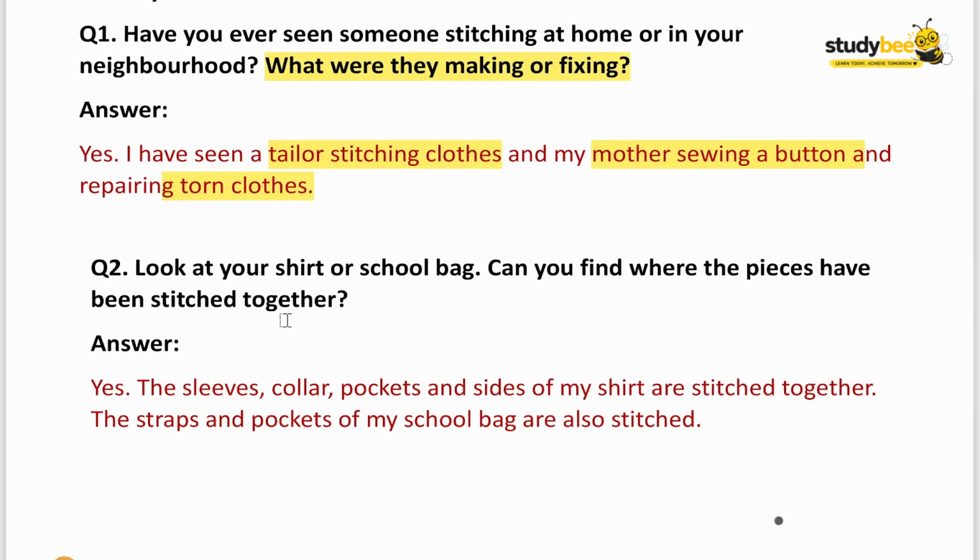Next, look at your shirt or a school bag. Can you find where the pieces have been stitched together? So आप किसी भी item को ले लो, either a shirt or a school bag. Can you find where these pieces have been stitched together? कहाँ से ये joint हुआ है, कहाँ पे इसके stitching है?